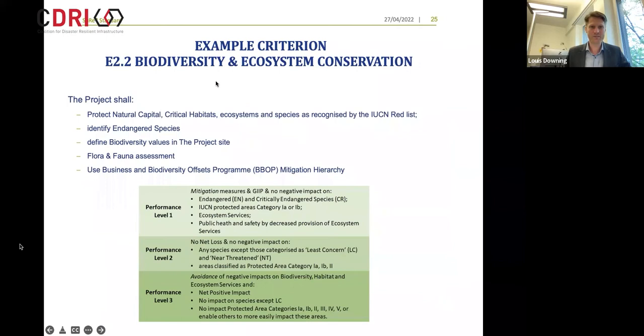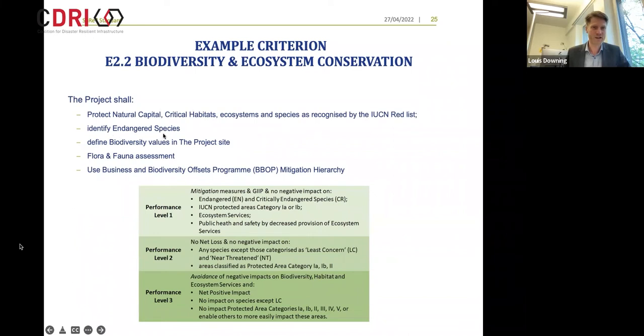Okay, then criterion E 2.2, biodiversity and ecosystem conservation. The project shall protect natural capital, critical habitats, ecosystems and species as recognised by the IUCN Red List. So wherever possible, the standard also recognises or references other frameworks, like the IUCN Red List is one of them.